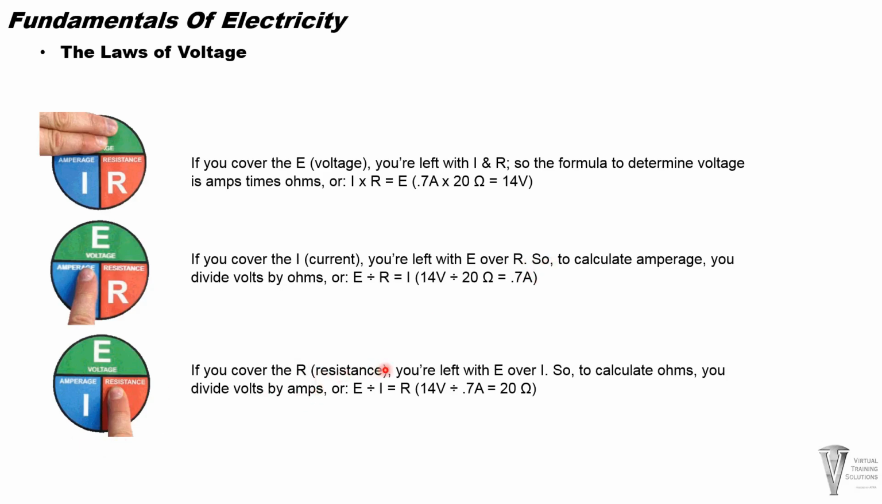If you cover the resistance, you're left with E over I. So to calculate the ohms, you simply divide your voltage, which is your E, by I, which is your amperage, and that'll give you your resistance. In this case, we're taking 14 volts, dividing it by 0.7 amps, and that gives us 20 ohms of resistance. So either way, if you're having trouble with the specifications, this gives you a great way to test that.